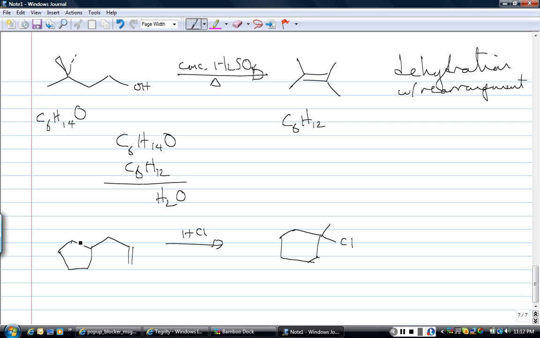And if I were to say what kind of reaction is this, I have clearly lost a pi bond. I must have incorporated HCl, so this is an addition reaction. It's not hard to tell, there's also a rearrangement. I've gone from having a 5-membered ring with a 3-carbon appendage to a 6-membered ring with a 2-carbon appendage. So this is an addition with rearrangement.